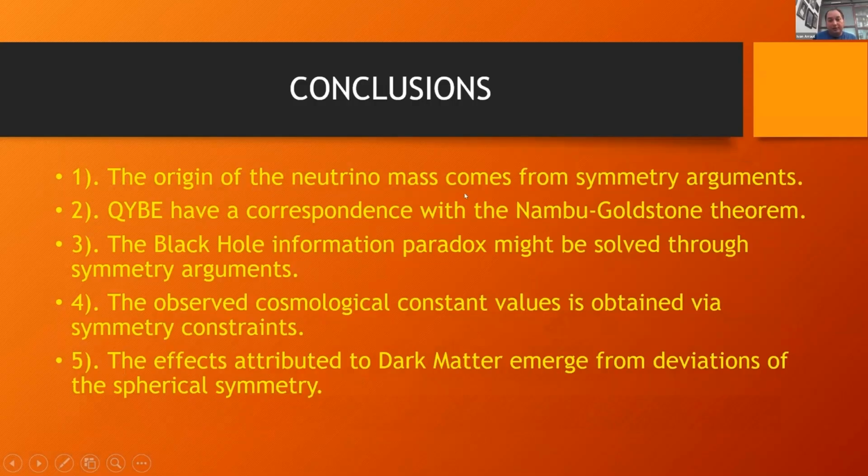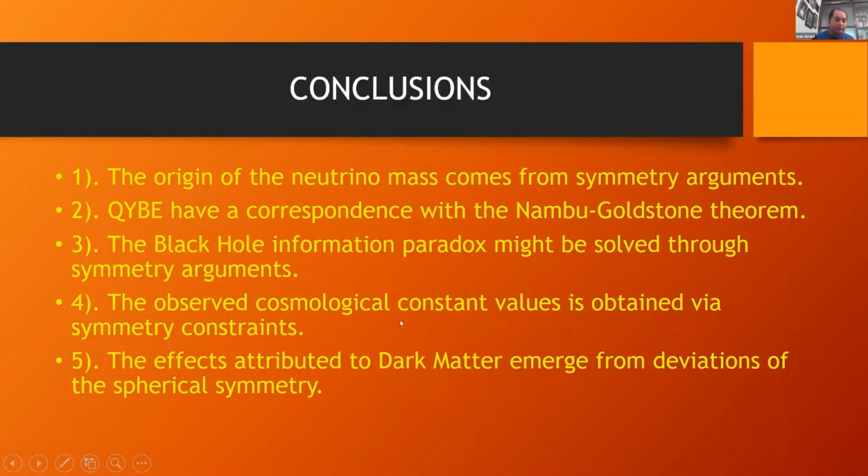The origin of the neutrino mass may come from symmetry arguments. The quantum Yang-Baxter equations have a correspondence with Nambu-Goldstone theory. This is an old result I obtained in 2019. The black hole information paradox might be solved through symmetry arguments. The starting point is to realize that the black hole evaporation process is a process of spontaneous symmetry breaking. The observed cosmological constant value is obtained via symmetry arguments.